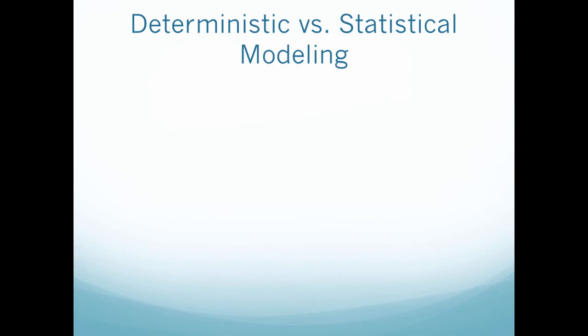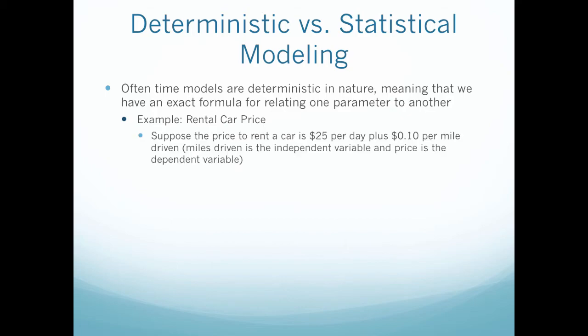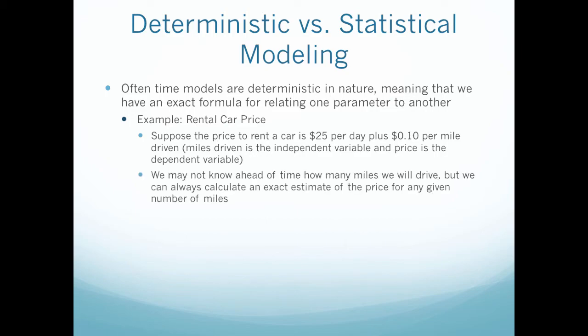As we get started, we're going to talk about the difference between deterministic versus statistical modeling. Oftentimes models are deterministic in nature, and what that means is that we have an exact formula for relating one parameter to another. An example I like to use to make sense of this is a rental car price. Suppose the price to rent a car is $25 per day plus 10 cents per mile driven. So the miles driven are the independent variable and price is the dependent variable. We might not know ahead of time how many miles we will drive, but we can always calculate an exact estimate of the price given any number of miles.